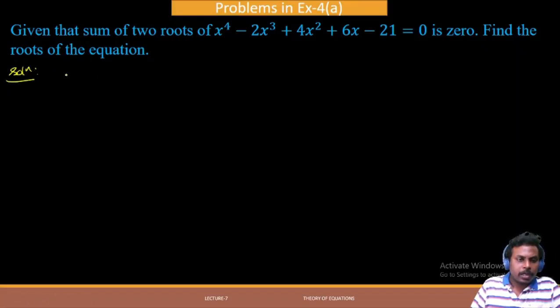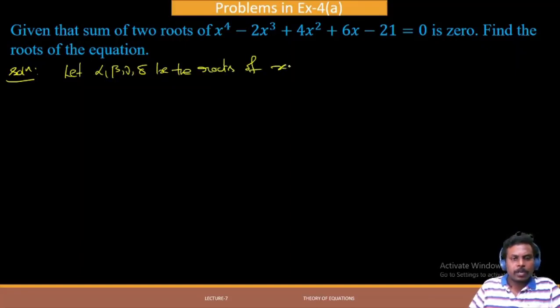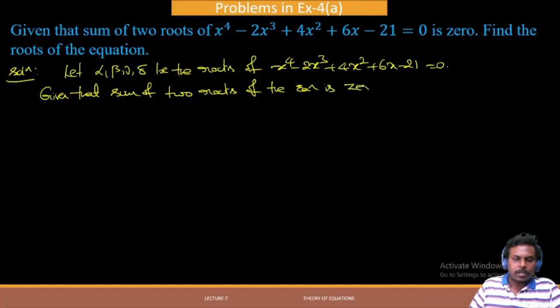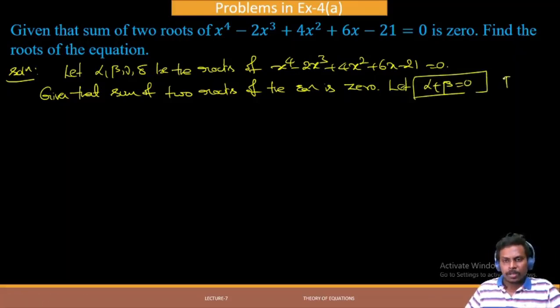Let alpha, beta, gamma, delta be the roots of the equation x⁴ − 2x³ + 4x² + 6x − 21 = 0. It is given that the sum of two roots of the equation is 0. So let alpha, beta be those roots. Let alpha plus beta is equal to 0, so beta is equal to minus alpha.